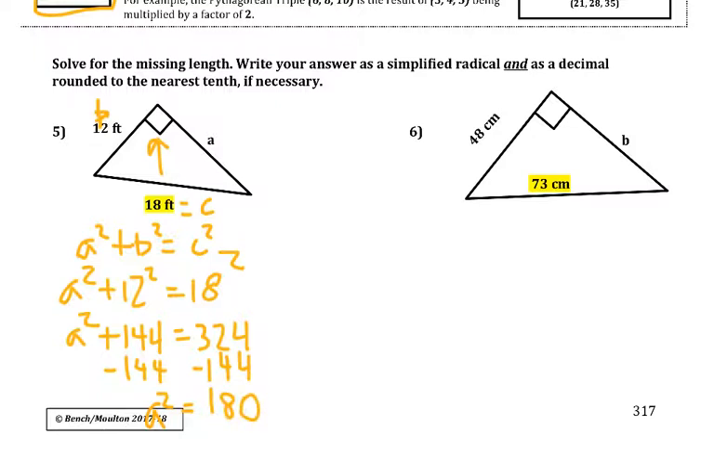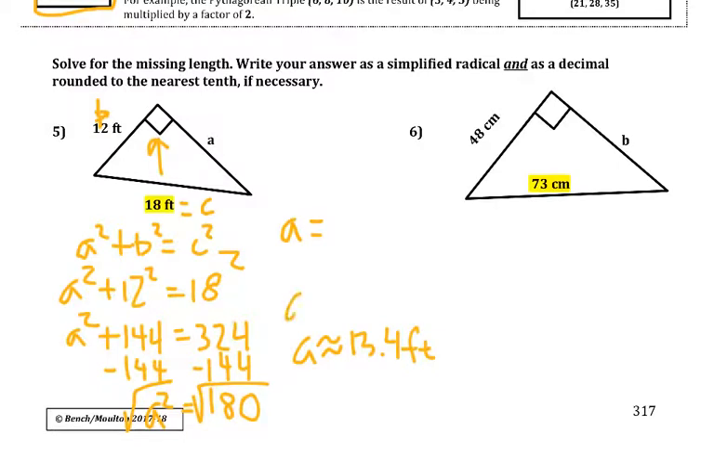Now to find a, we need to take the square root of both sides of this equation. So we get that a equals the square root of 180. Now I got to simplify that square root, but before I do that, I'm going to get our approximation. To find that approximation, I'm just going to type in the square root of 180 in my calculator, which results in me getting a is approximately 13.4. Now I need to add my units. This is in feet, so 13.4 feet.